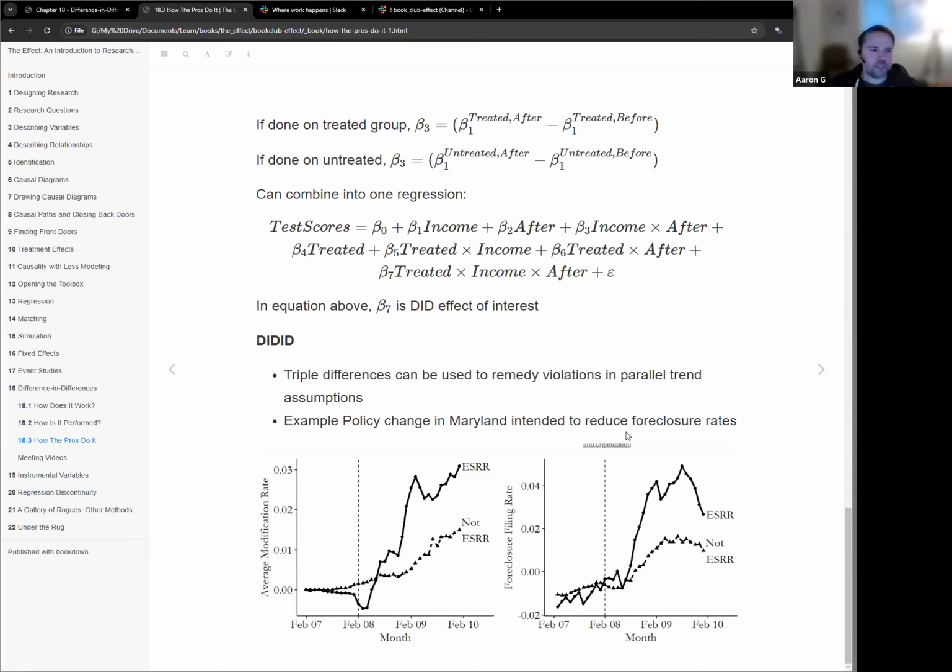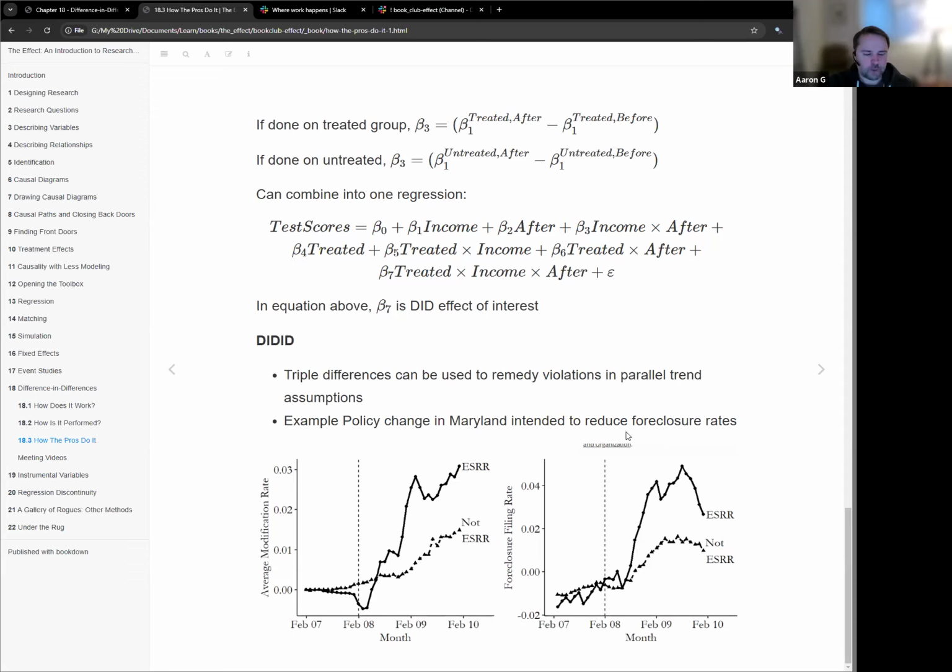Okay, and then the final topic that was discussed during this section was called triple differences, or DID-ID. And this is recommended as an approach to look at when your parallel trend assumption doesn't hold. And I don't know what your thoughts were about this example. It was a little confusing for me. So let me give you a lay of the land on the illustration here.